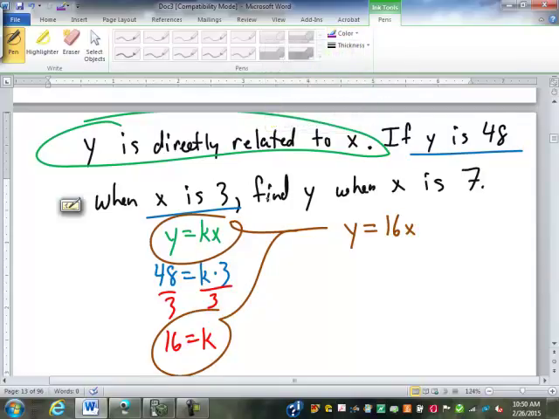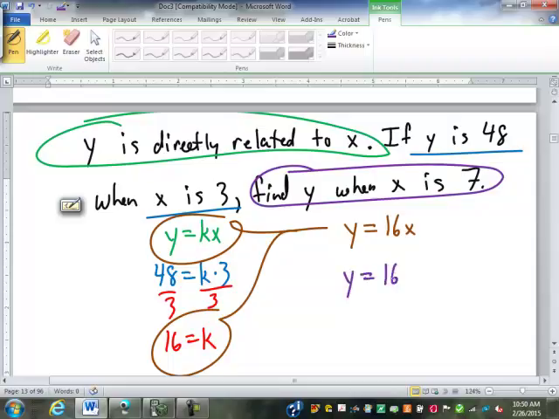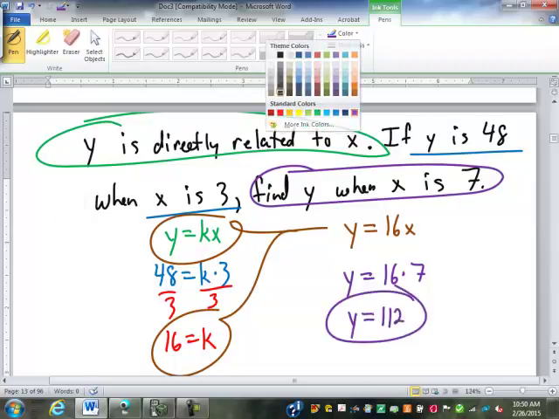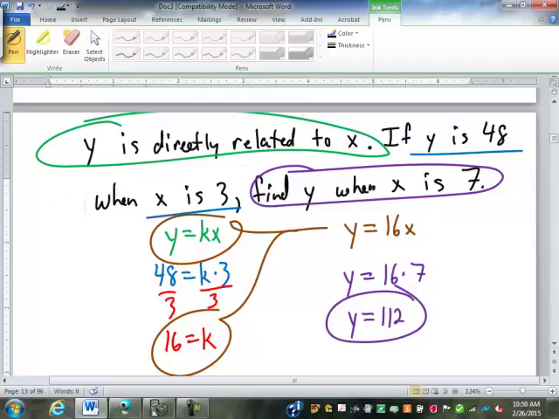The next thing we have then is a question or a task that we're given. Find y when x is 7. How would we do that? Yeah, we put 7 in where x is. 16 times 7 is 112. Y equals 112. So you can see here is a situation where we don't know anything about x and y other than the fact that they're directly related. We had an initial condition. Y was 48 when x was 3. And if we want to change x to 7, can we predict what y is going to be? And we can, with very little background information.